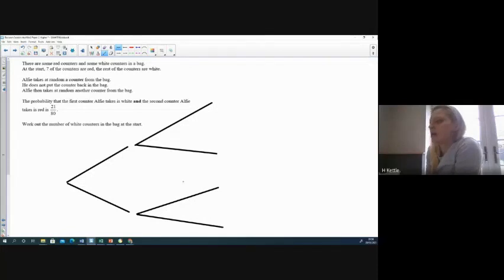And I'm going to put the outcomes on the end. So I know that it can be red or white, red or white, red or white. Outcomes always go on the end, probabilities go on the branches. So we know that the probability he takes a white and then a red is 21/80. So I know that this one here is 21/80. I know that this times this, 21/80.